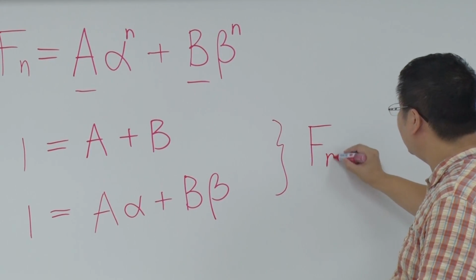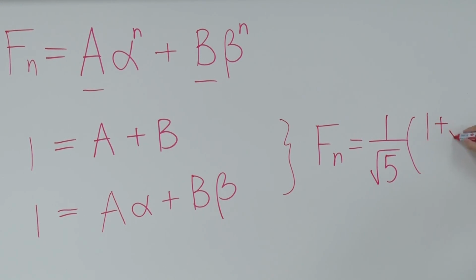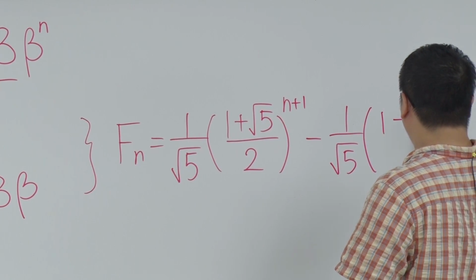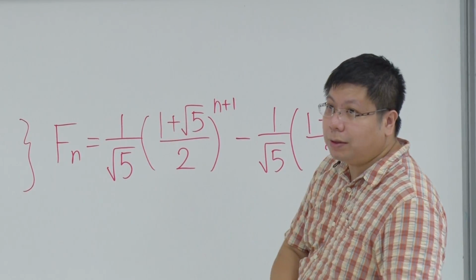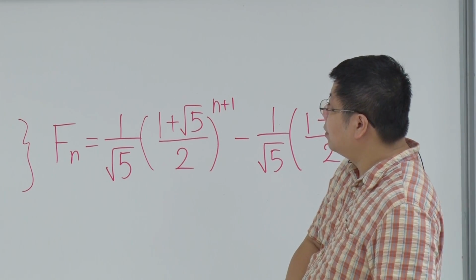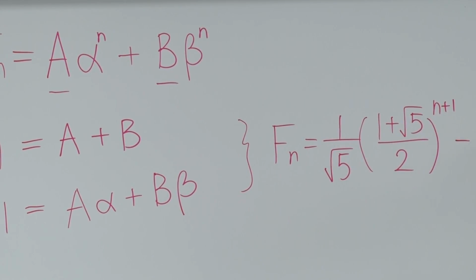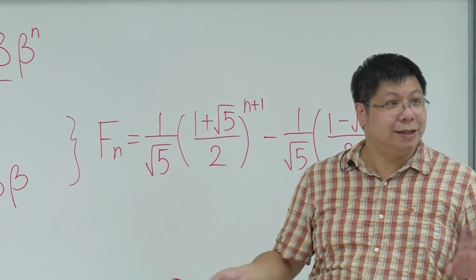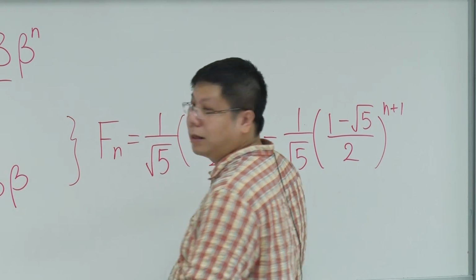If you go home and solve it, this is what we can get. f of n is equal to 1 over square root 5 times 1 plus square root 5 over 2 to the power n plus 1, minus 1 over square root 5 times 1 minus square root 5 over 2 to the power n plus 1. It turns out that a is equal to alpha divided by square root 5, and b is equal to minus beta divided by square root 5. Just go home and check. This will be super easy, because a plus b is equal to 1. So yeah, that's it.